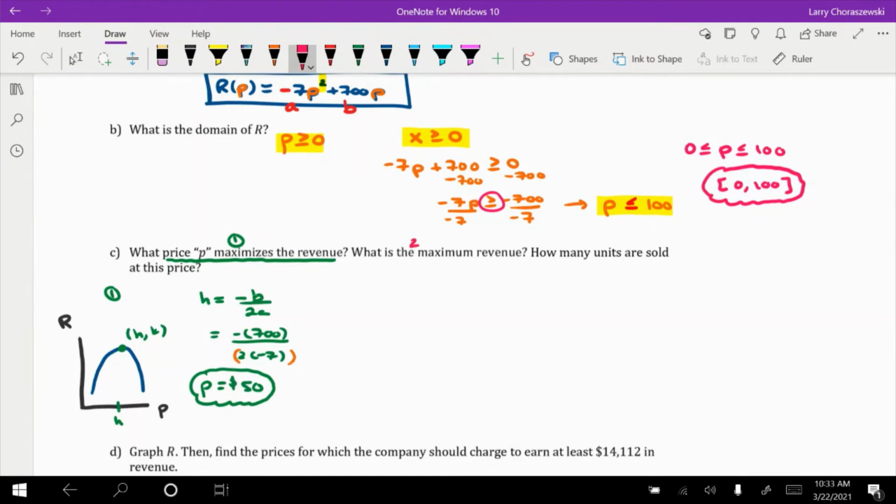Number two, the second part here, what is the maximum revenue? And that's going to be indicated by our value of K, which to figure out K, we plug 50 into our revenue function. And when you calculate that, if anybody wants to confirm this with me, 17,500. Very good. That's our max revenue.